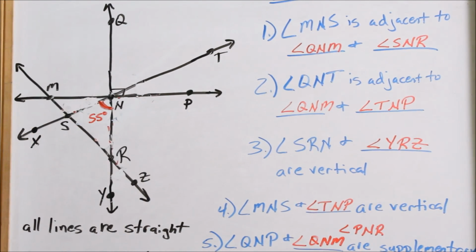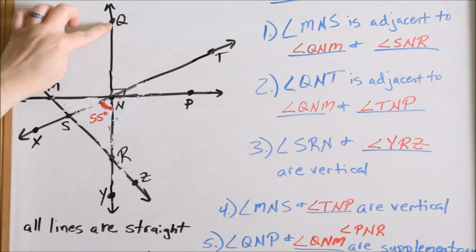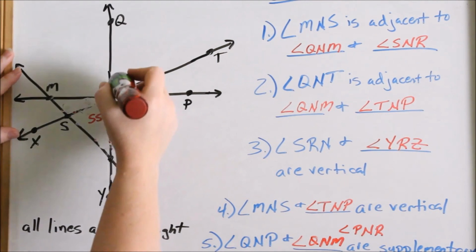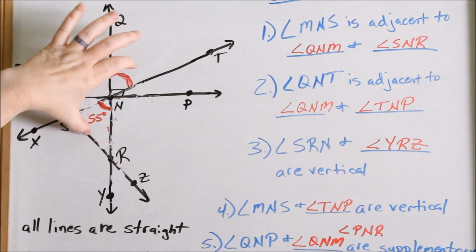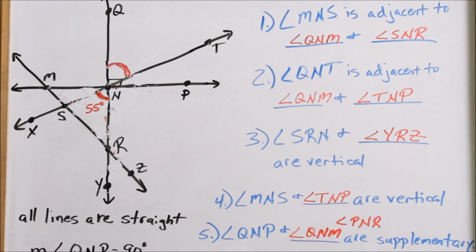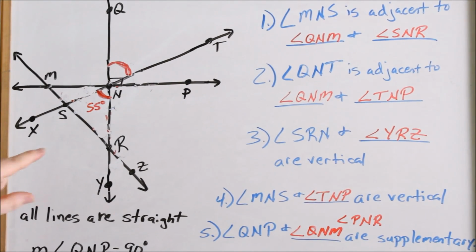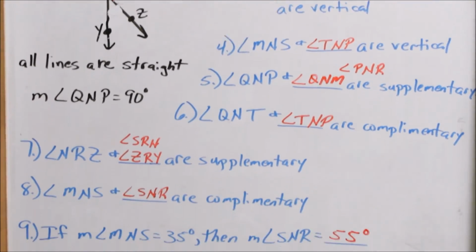There's a lot of angles on this picture. That is 55 degrees. We want to know the angle of Q, N, T. Q, N, T. That's this angle right there. What kind of angles are those? They're vertical angles. They're opposite of each other. They form V's. Vertical angles are congruent. If this is 55 degrees, it means this is also 55 degrees.